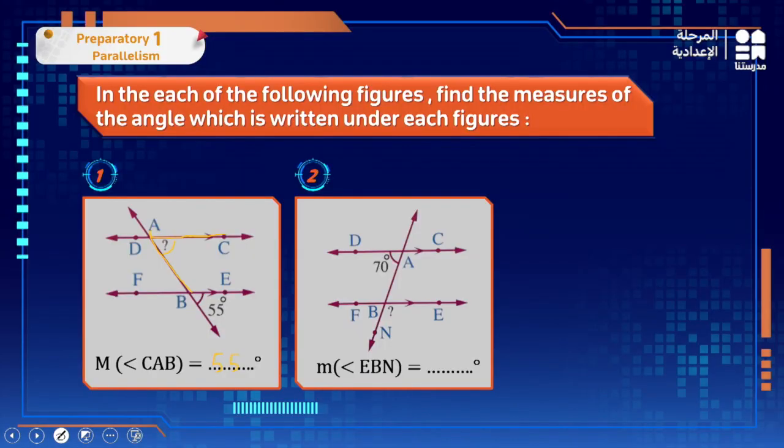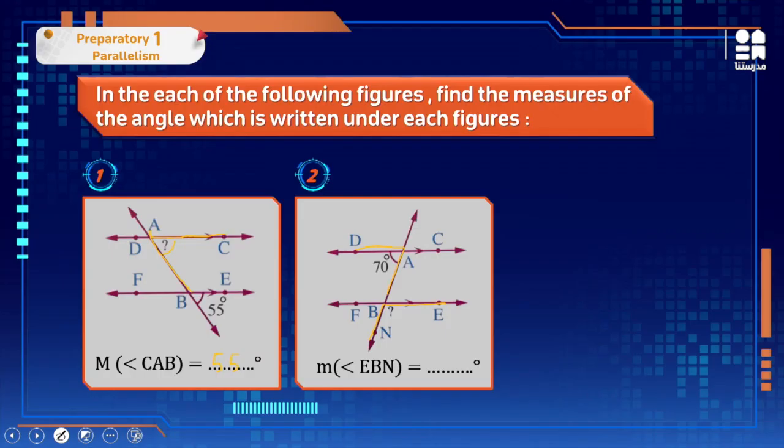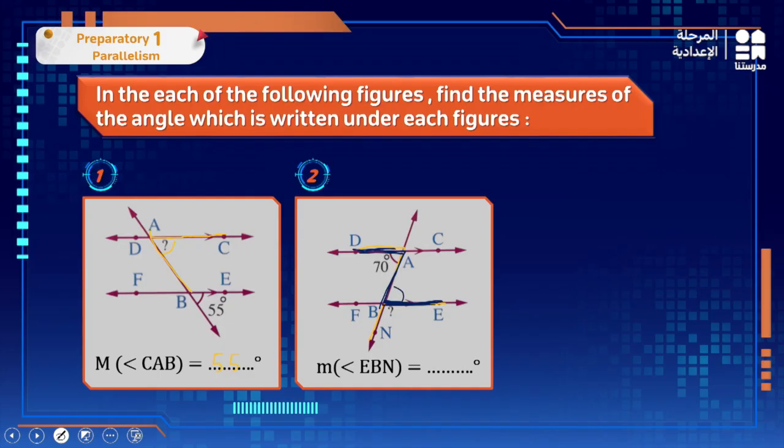Second example, CD is parallel to FE. The measurement of angle DAB is equal to 70. Find the measurement of EBN, this one. We have to use which angles? Okay, do you see letter Z? Let me write it with blue to be clear for you. This is letter Z. Okay, what is letter Z? Letter Z, that means they are alternate angles. So this one is 70 degrees.